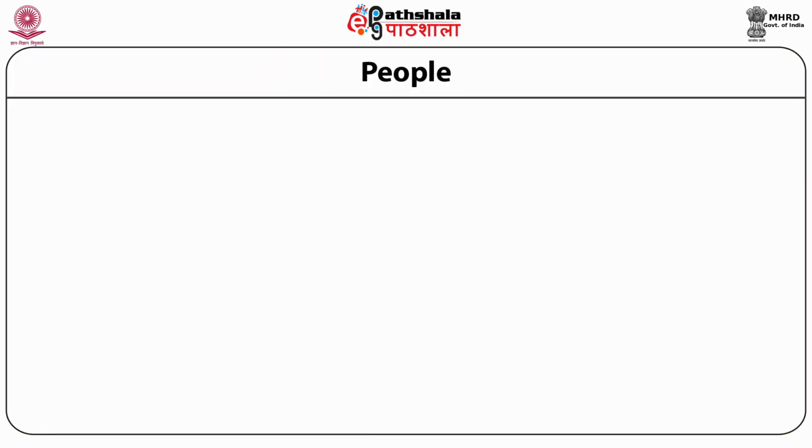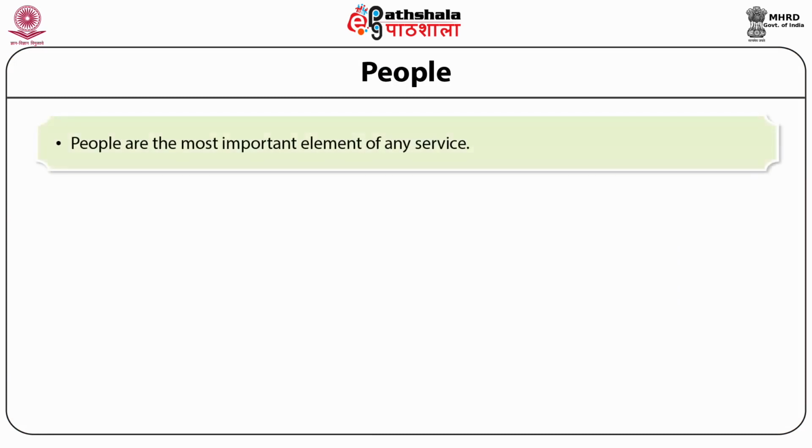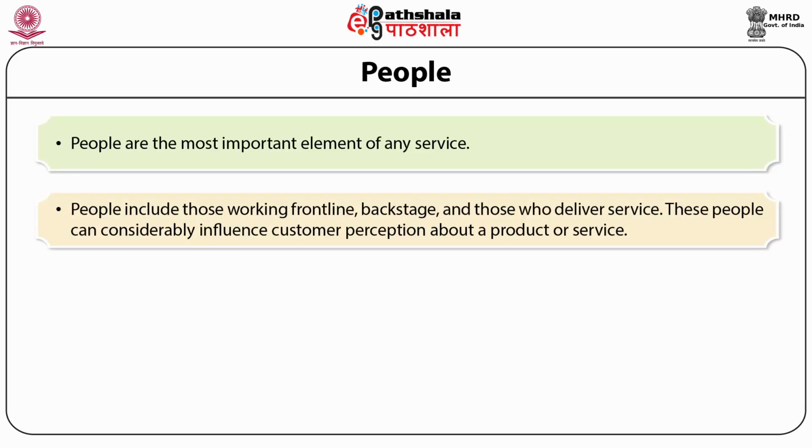Of the 3 additional P's which have been added, people is an important element, rather the most important element of any service. People include those persons working frontline, backstage, and those who deliver service. These people can considerably influence through their regular contact. They can easily influence customer perception about a product or service, and hence they can obviously promote it for the benefit of the user as well as of the library.